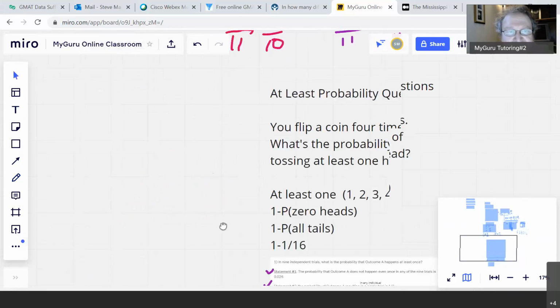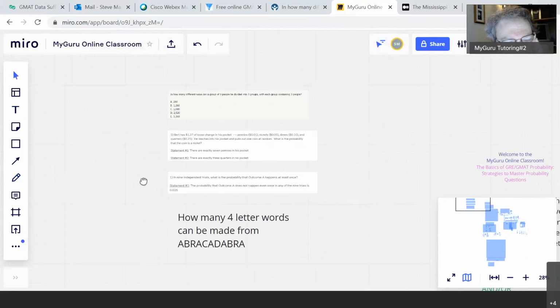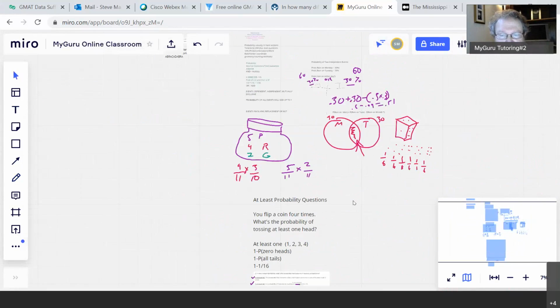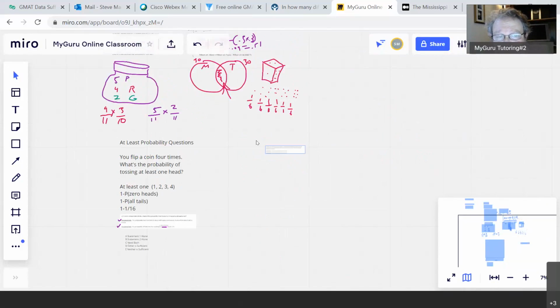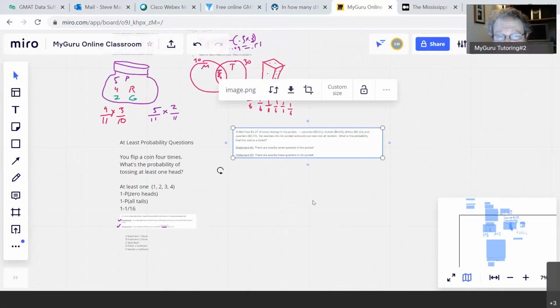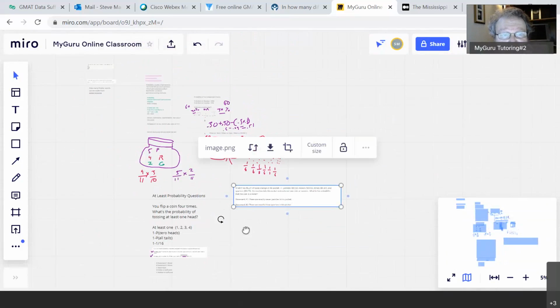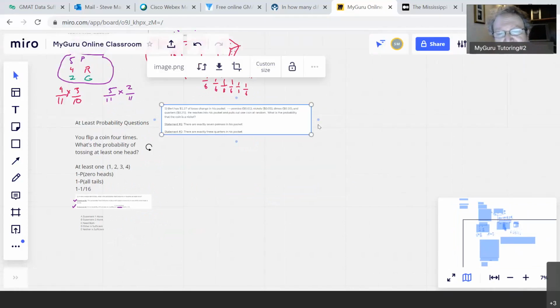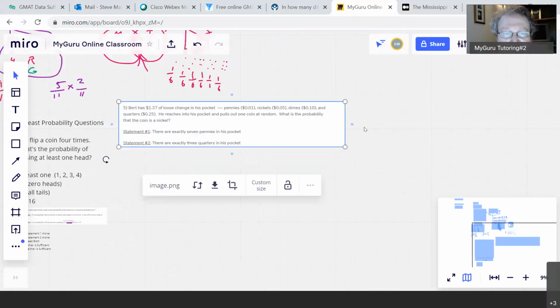Let's do one more probability type question. This is, I think, from a GRE one. This is a little bit different. This one's going to be a bit more straightforward. Actually, no, this is not a GRE question. This is a GMAT question. Another data sufficiency. Take a look at this one here.